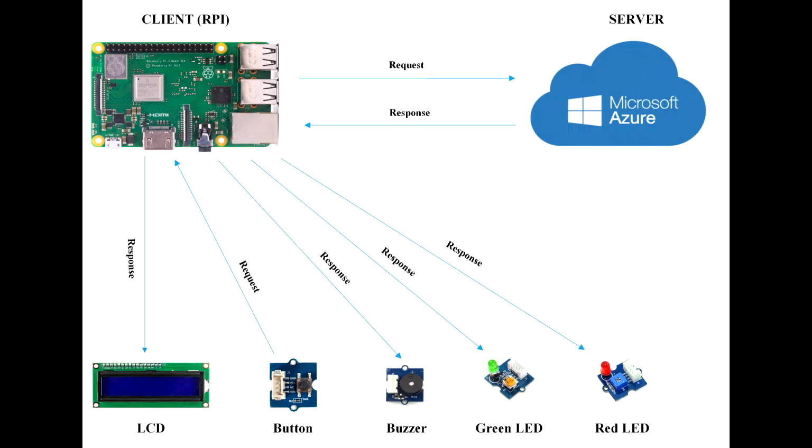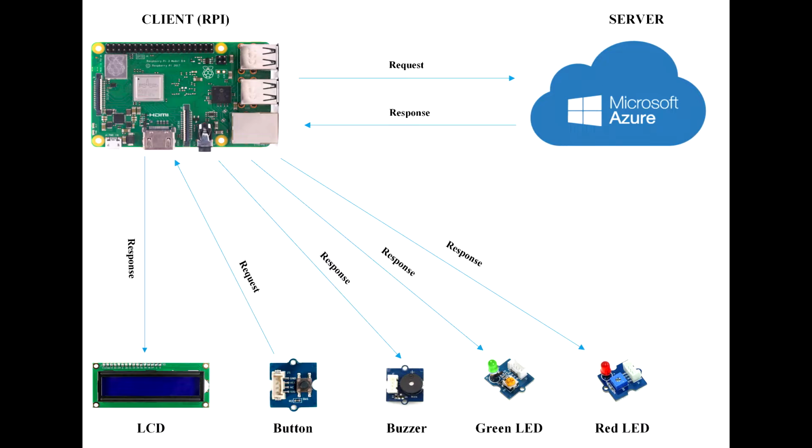It receives a link to a photo that is a graph, a time versus price graph for the cryptocurrency Bitcoin. In addition, it sends out responses to the LCD, and it gets a request from the button, which is the interaction from the user. It also sends out a response to the buzzer, green LED and red LED.